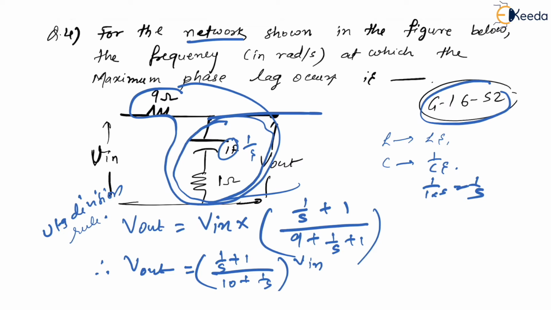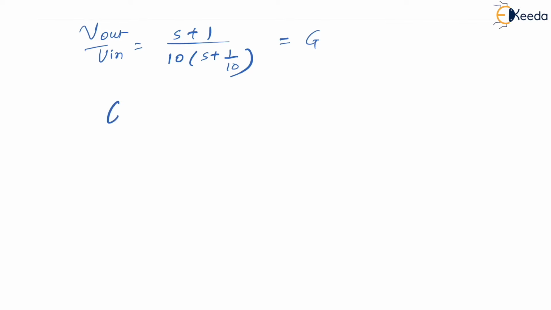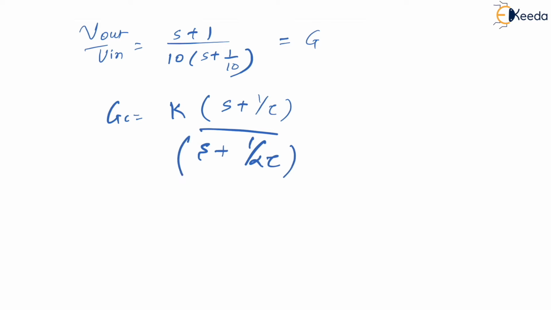If you just arrange this properly, you will get V out upon V in equal to S plus 1 upon 10 times S plus 1 by 10. Correct? This is nothing but your G. Now, if you compare this with our GC expression, what was our GC expression? K into S plus 1 by tau upon S plus 1 by alpha tau. This was our compensator transfer function, right?